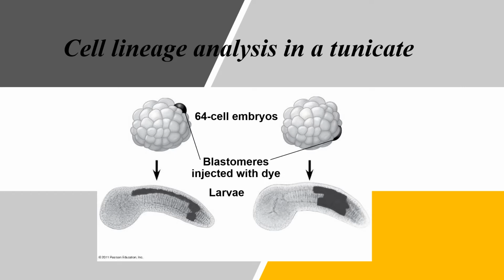So, cell lineage analysis in a tunicate. This is another example. If this is a 64-cell embryo, and blastomeres are injected with dye, so a portion of the embryo has been injected with dye, under the microscope it would actually look like this. This is an example of how you trace fate maps of the cell movement. For example, if this 64-cell embryo has been injected with a dye on this part, the cells develop into this dark pigmented part of the tunicate. If the dye is also injected to another part, this gives you the idea of where the dyed cells go. Okay.